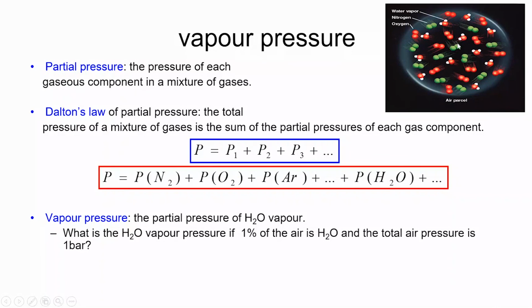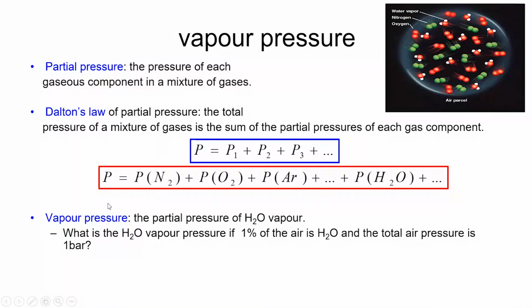According to Dalton's law, the total pressure exerted by this air is equal to the summation of the partial pressures of all gaseous components. So the total pressure P is equal to P of N2 plus P of O2, plus P of argon, plus P of H2O.